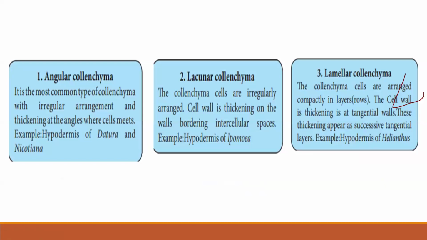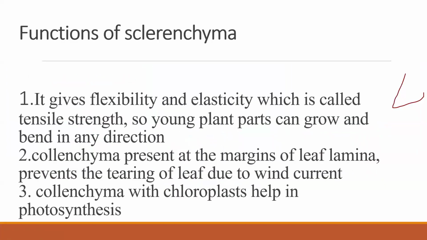What are the functions of this parenchyma? Okay, so it is by mistake sclerenchyma. So the main function is it gives flexibility and elasticity, which is called the tensile strength. Generally when we observe the plant, due to heavy winds the plant will bend but not break, because of the presence of this parenchyma only. So it gives flexibility and elasticity, which is called the tensile strength.